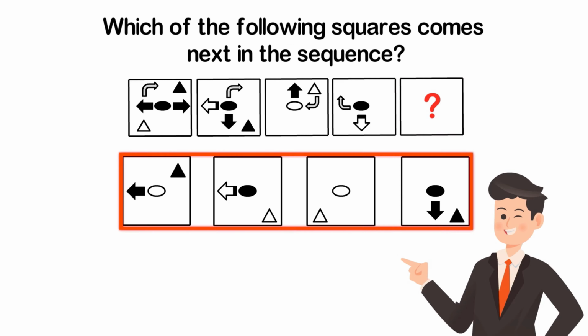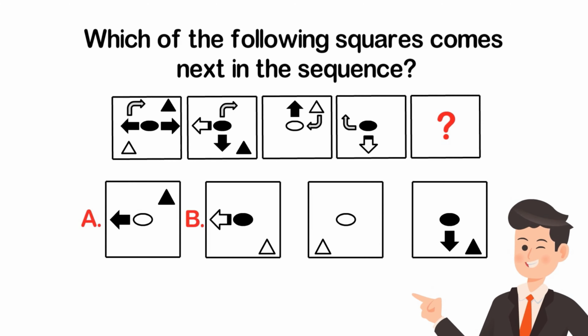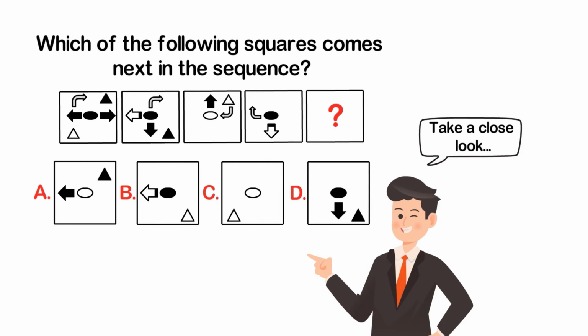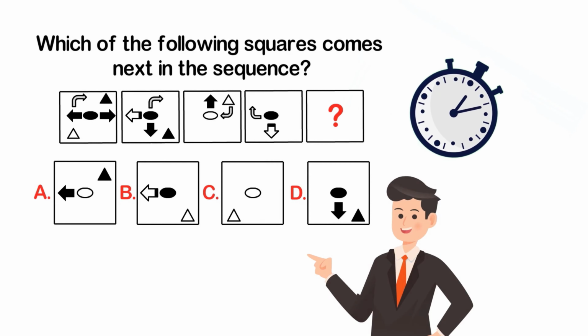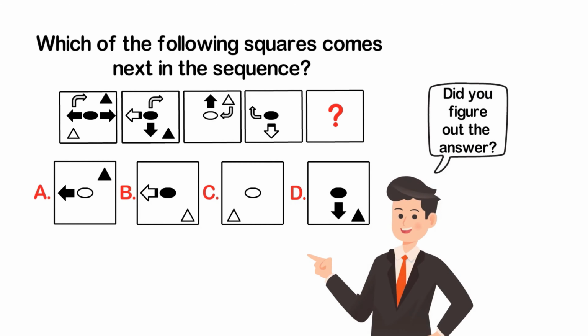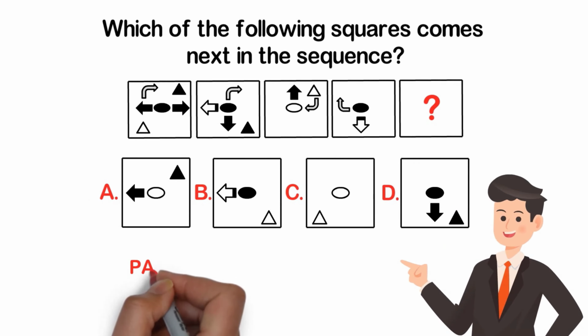You're presented with 4 different choices: A, B, C, and D. Take a close look to see if you can come up with the correct answer. Maybe give yourself 5 to 10 seconds, or maybe longer, 10 to 20 seconds. This is about as much time as you'll get on the real test. Did you figure out the answer? Let's continue to see how we can solve this challenge and get to the correct solution together.